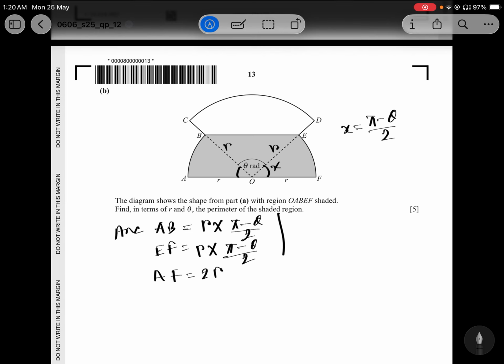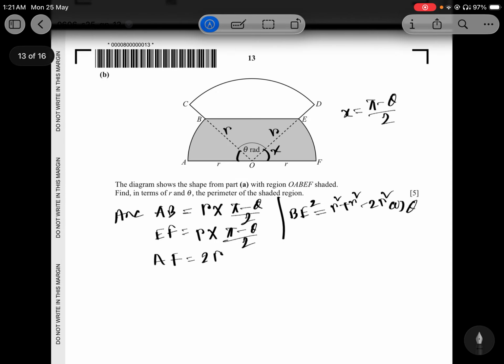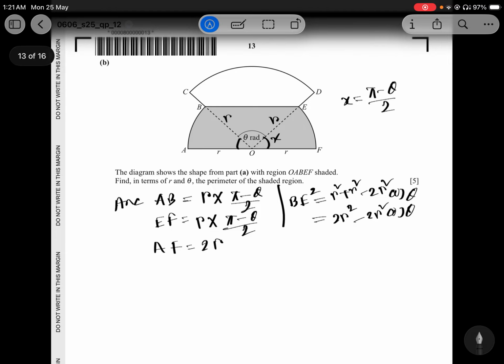Now I need B and E, so I'll use the cosine formula. BE squared is equal to r squared plus r squared minus 2r squared cos of theta. So 2r squared minus 2r squared cos of theta. I just need BE, so square root of 2r squared minus 2r squared cos of theta.